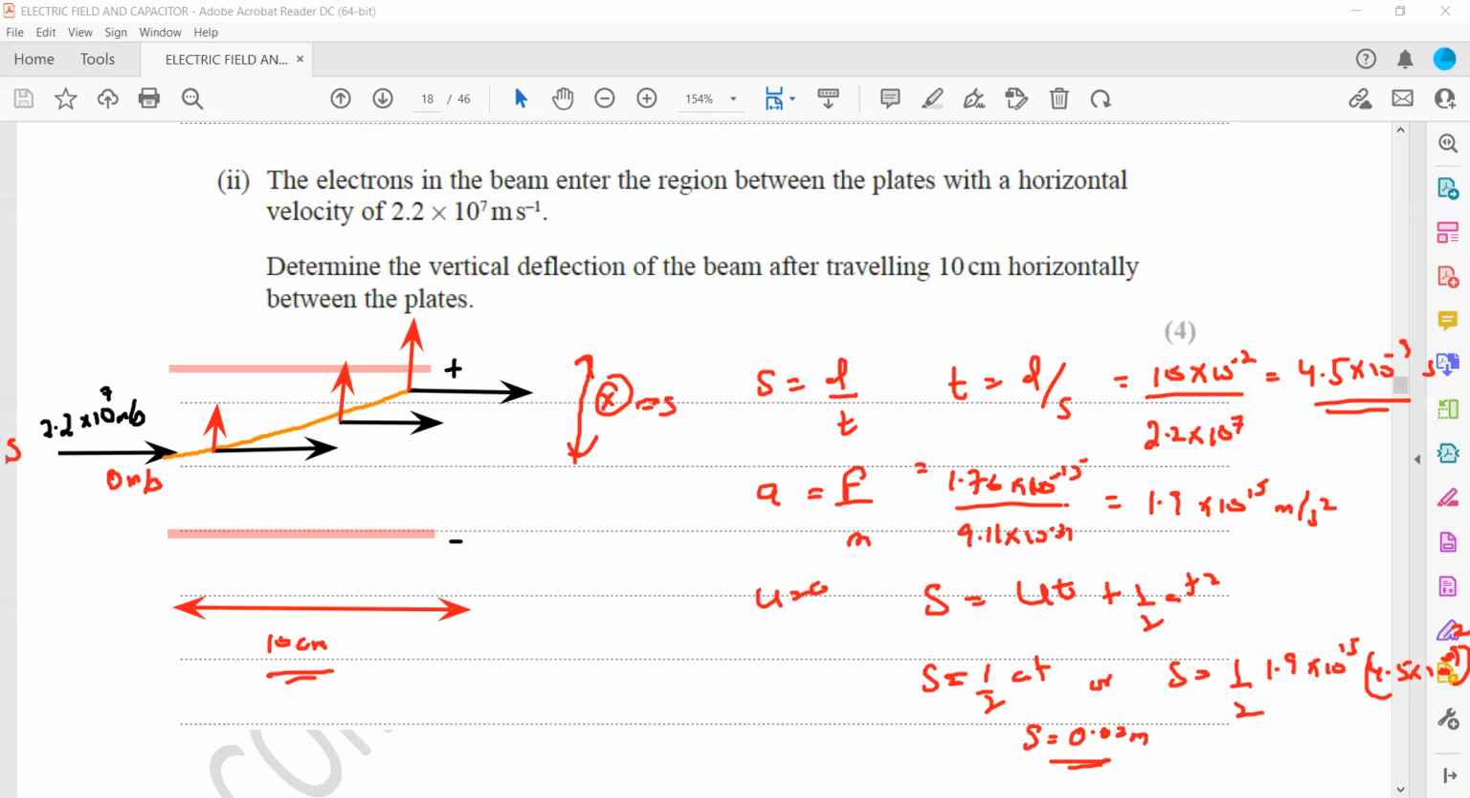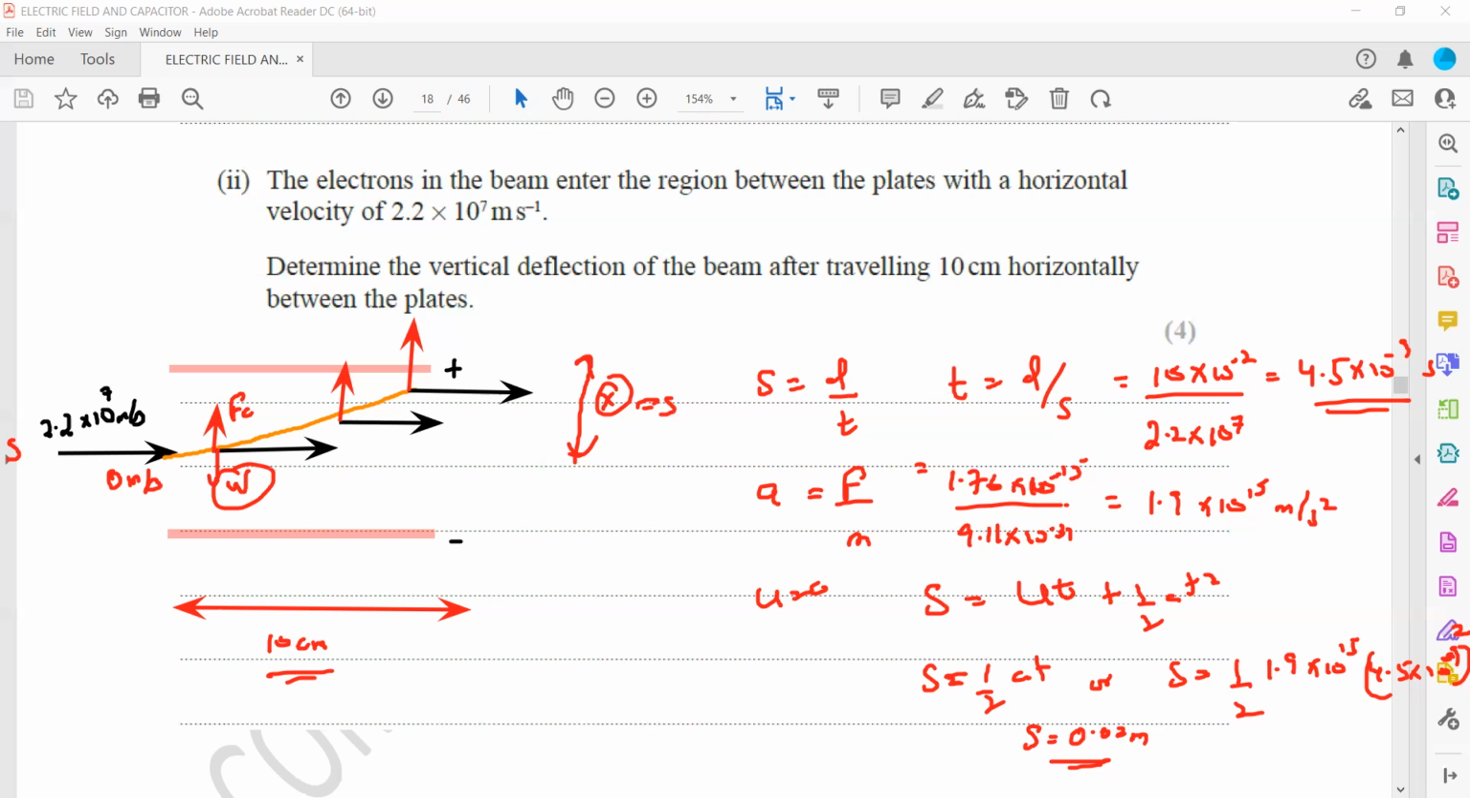But to get the vertical displacement, we should find the acceleration, which comes from the force. Practically, it should be a resultant force: the electric force is upward and the weight of the electron is acting downward. But we did not consider the weight of the electron because it has a negligible mass, 9.11 × 10^-31 times 9.8, which gives a very small value. Otherwise, the resultant force would be the electric force minus the weight. But we neglect the weight of the electron. That's why we say the resultant force is equal to the electric force.